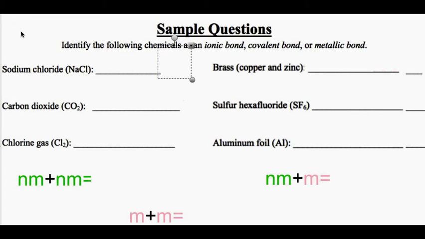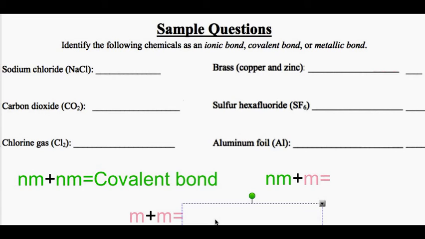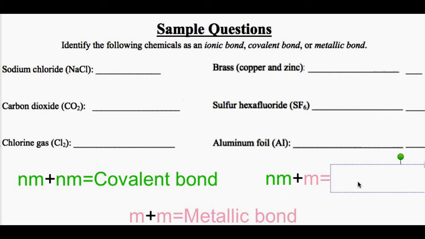Now, the first thing I'd like for us to do with this is just to remember, if you have a nonmetal plus a nonmetal, what type of bond that makes. So think a minute. If you have a nonmetal plus a nonmetal, that would be a covalent bond. We'll go to the easy one. If you have a metal plus a metal, that gives you a metallic bond. So what do we have left? You have a nonmetal plus a metal. That will give you an ionic bond.